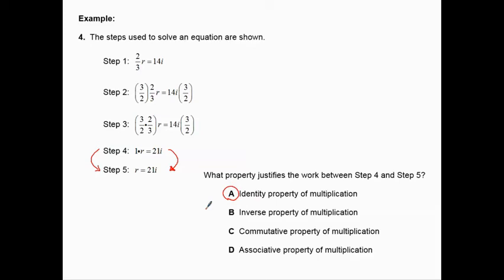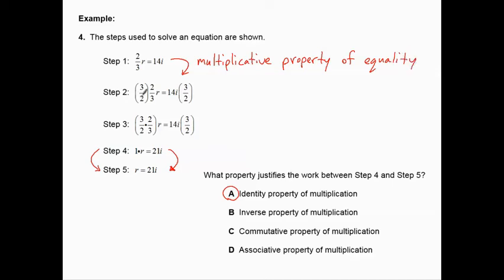I'd like to go through each of these steps and identify some of the properties that are being used. Let's see between step 1 and step 2, what's happening? Well, it looks like both sides are being multiplied by 3 halves. I'm taking 3 halves and multiplying it to both sides, so that is the multiplicative property of equality.